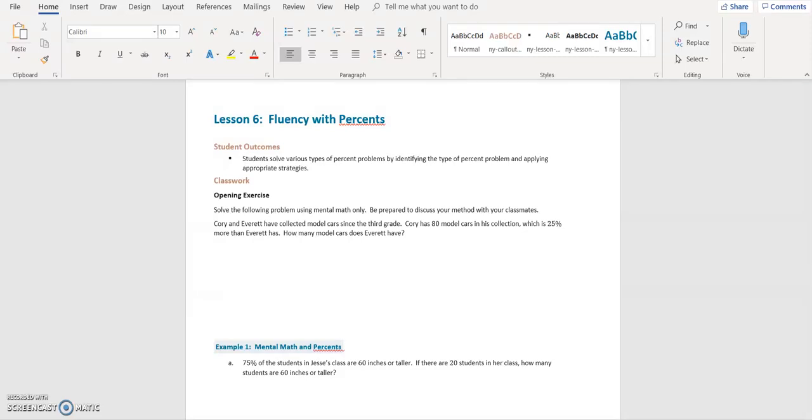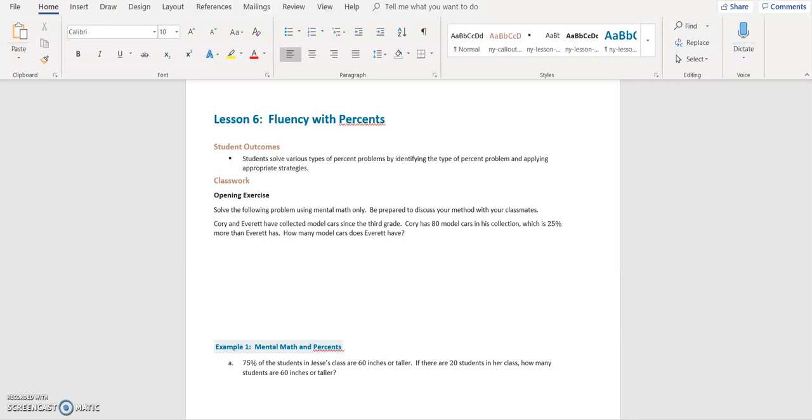Hi, this is Miss Pellegrin, and today we're going to be looking at Module 4, Lesson 6, Fluency with Percents. Our student outcome today: students solve various types of percent problems, identifying the type of percent problem and applying appropriate strategies.